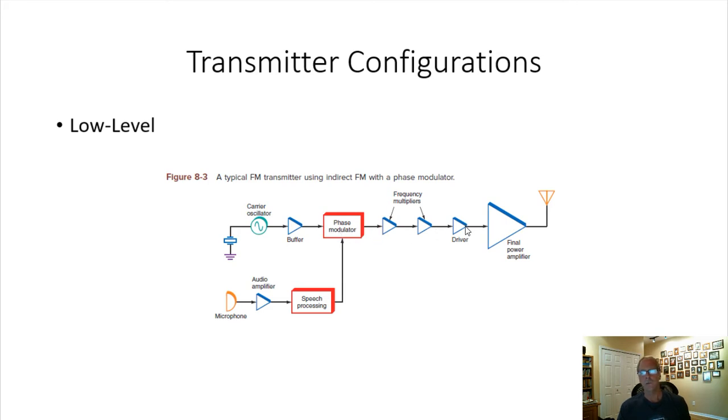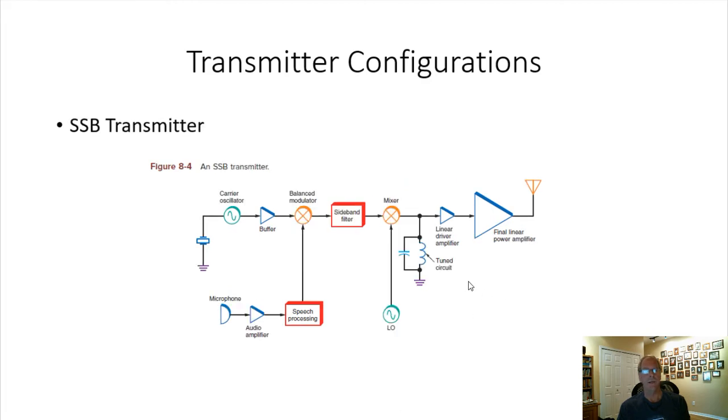And we have these frequency multipliers. We've already talked about how to do frequency multiplication, and we'll talk a little bit more. And then the final power amplifier is usually a Class C amplifier, and it doesn't have any direct modulation to it. All the modulation is done up front.